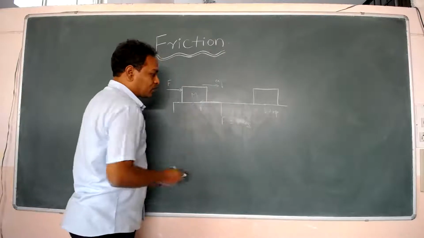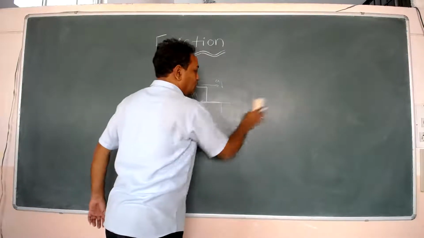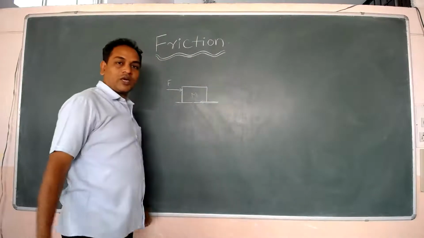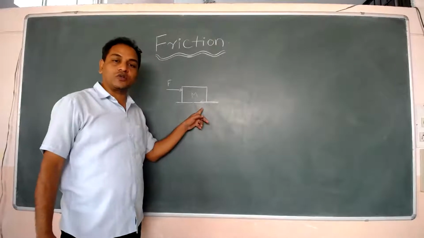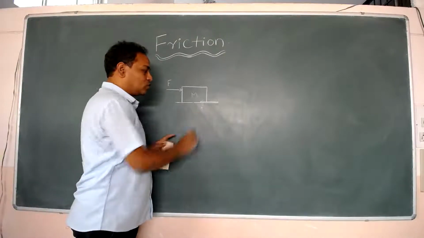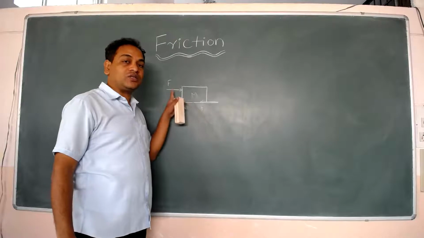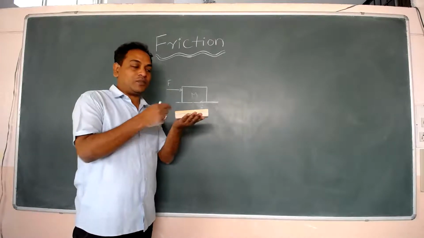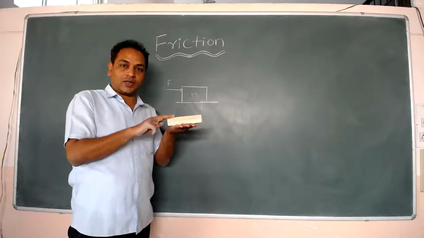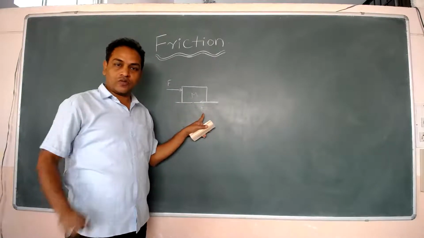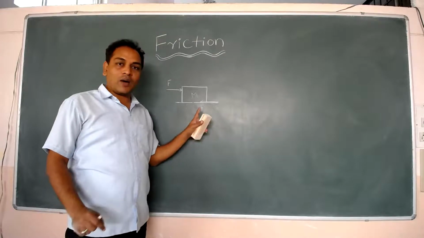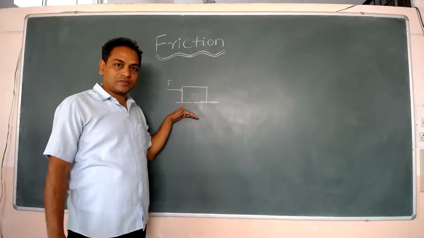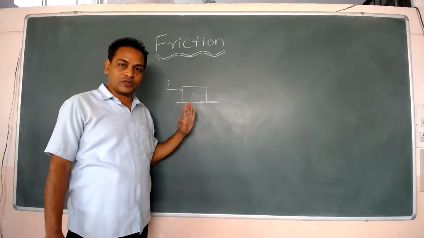Okay, so here one thing to keep in mind is that the frictional force is always in the opposite direction to that of the applied force. Suppose I have applied a force in this direction, then in the opposite direction the frictional force will be acting. So that is called frictional force. Frictional force is an opposing force which comes into play between two bodies when they are in contact.